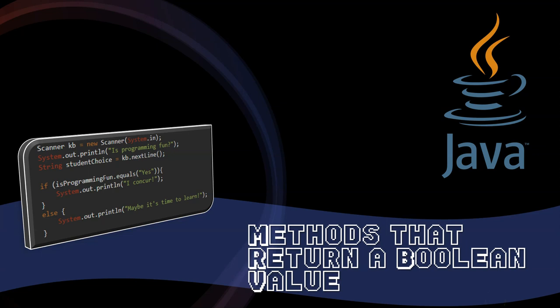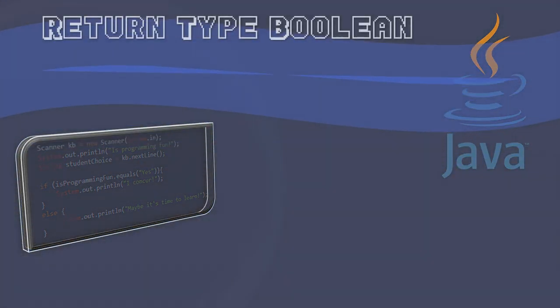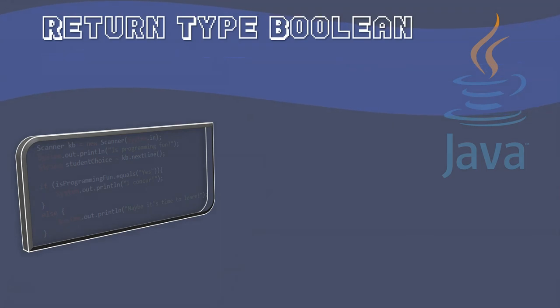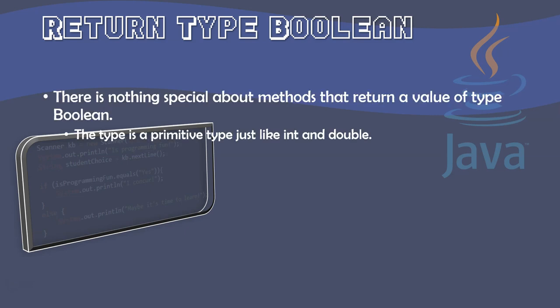And welcome back. As we continue looking at our classes today, let's look at methods that actually return a Boolean type value. We've of course looked at return types for things like strings and ints and void, but what about a Boolean? Well, there's nothing special about methods that return a value of type Boolean.